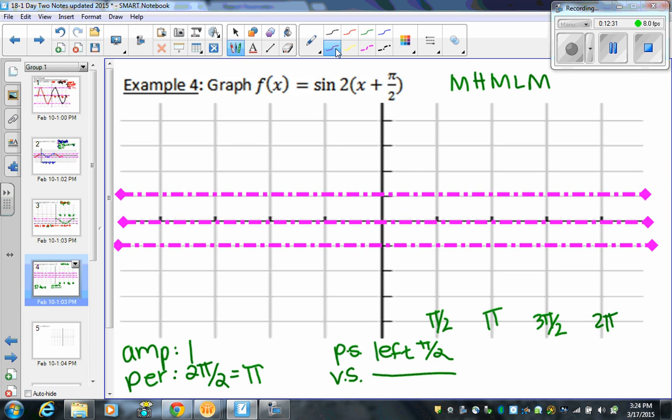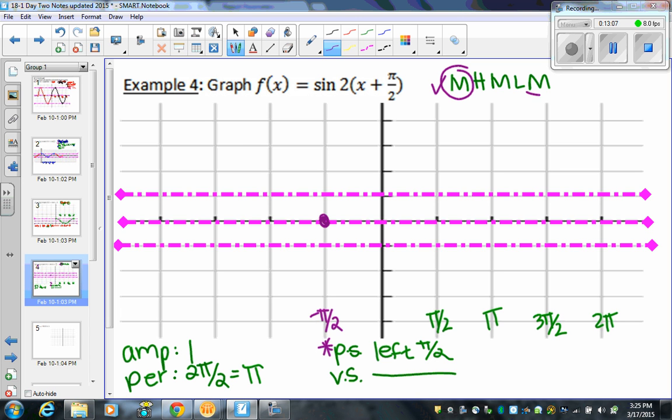Okay, now let's start plotting our points. My first middle point typically starts when x is 0, but I have a phase shift. It says start it left pi over 2 units. So instead of starting when x is 0, I'm going to go left pi over 2 units. Well, I notice pi over 2 units is 1 space away. So at negative pi over 2, I would want to put my first middle point. So this one's taken care of.